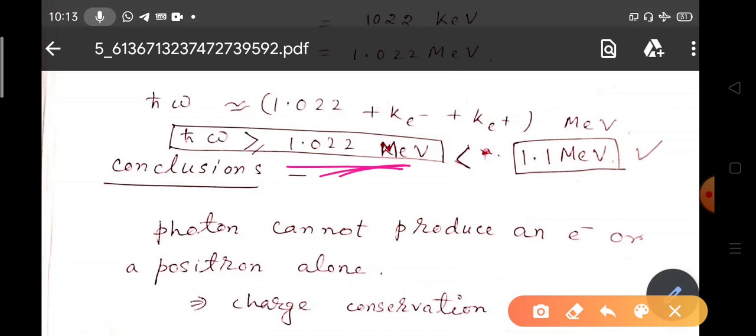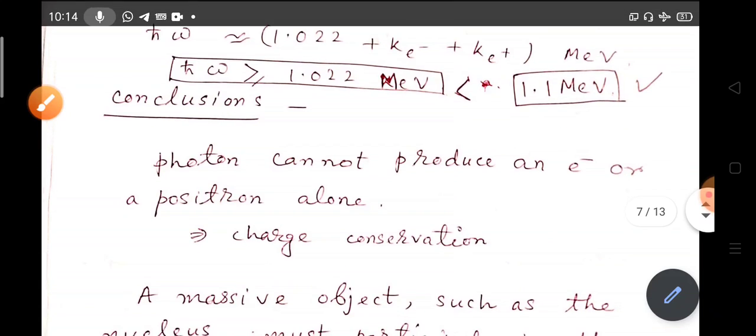And in our given question, the incident photon or incident EM radiation has energy 1.1 mega electron volt. So this radiation has much more energy than the energy required for generating the pairs. So yes, it can generate an electron and positron pair.